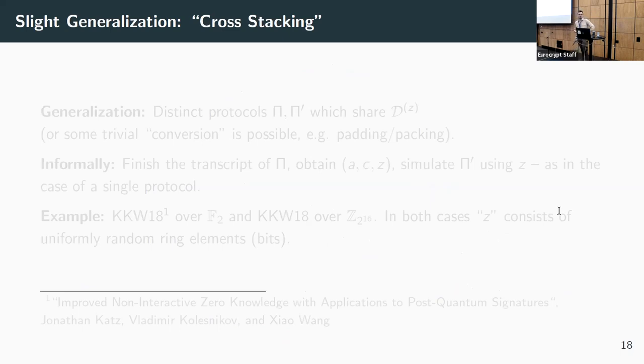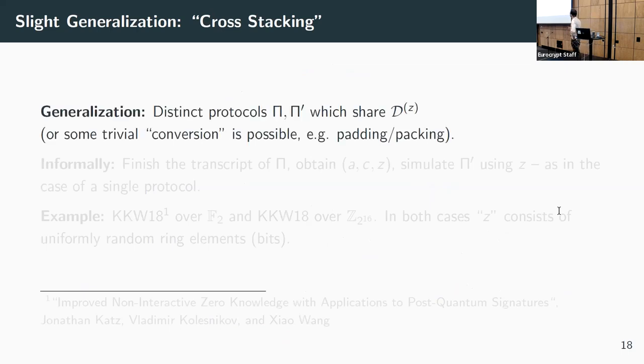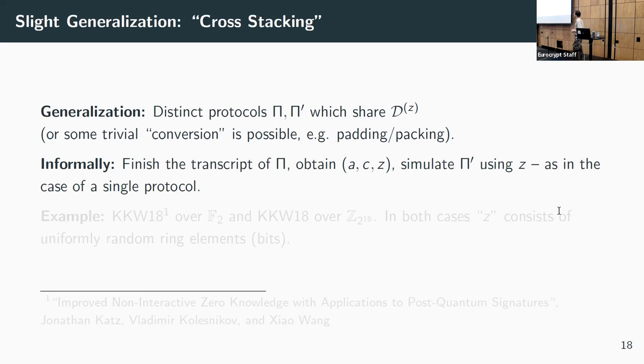Lastly, before I wrap up, I would like to describe a slight generalization. It turns out that you can generalize this to distinct protocols as long as they share the same distribution over last round messages, or it's indistinguishable, or in the case where you can trivially convert one into the other by packing or padding the last round message. So how does this work? Informally, you simply finish the transcript for the protocol execution that you do have a witness for. You obtain the transcript as before, and then you simulate using the same simulator, just as in the case of a single protocol.